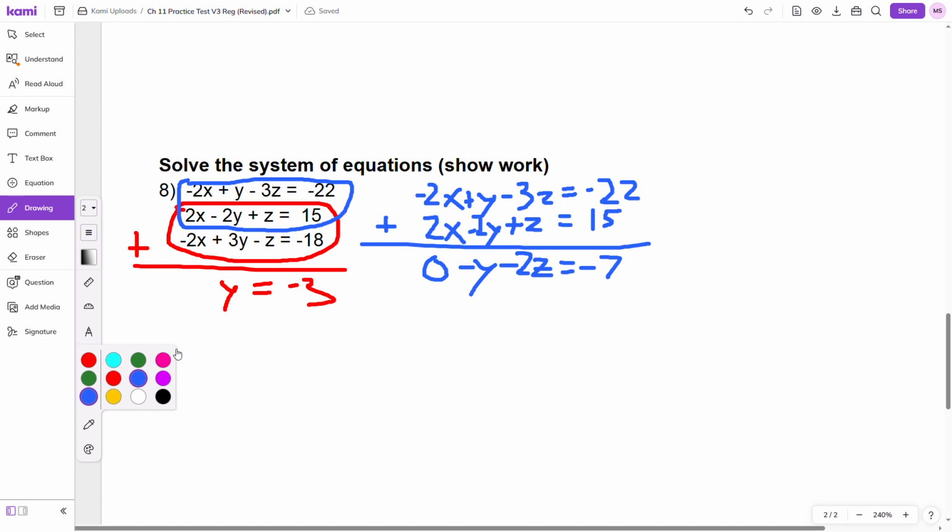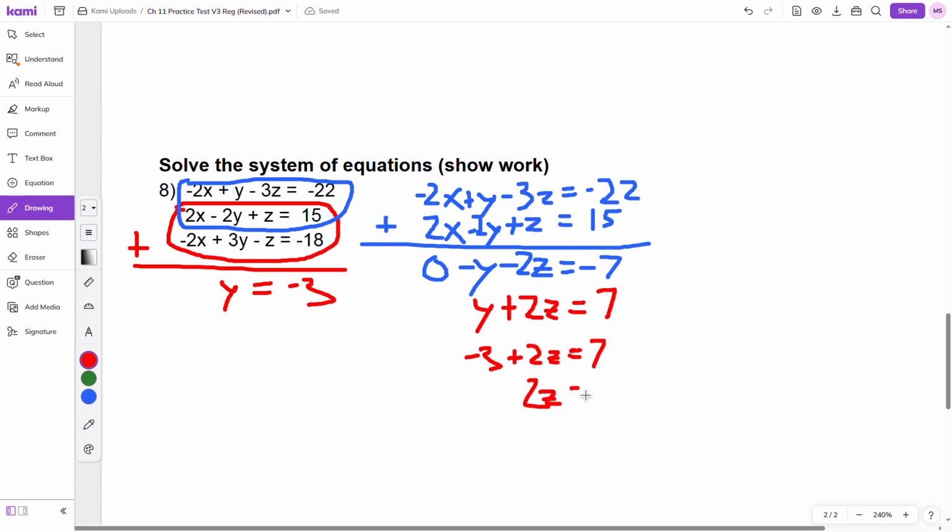Okay, and then once you have them added together, as you can see, it's 0 minus y minus 2z equals negative 7. So we can multiply everything by negative 1, and we get y plus 2z is 7. But we know that y is negative 3, so this is really negative 3 plus 2z equals 7. And so we add 3 to both sides, and we get 2z equals 10, which means that z equals 5. And so that is the second variable. Now we just have to figure out the x.